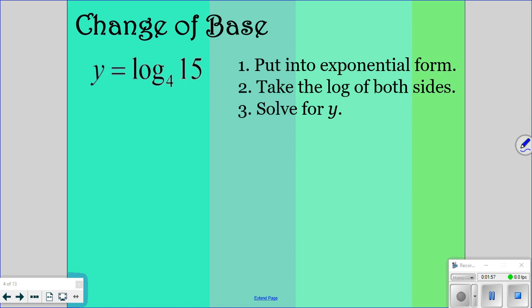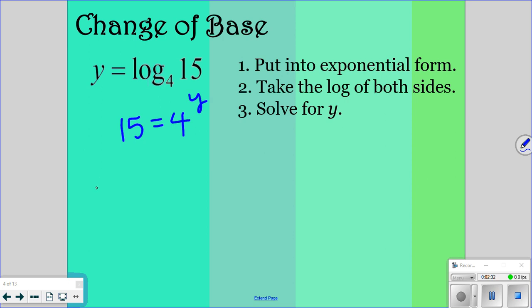All right, so we want to change this so that we can actually figure it out using a calculator. Right now, our calculator we only can use when it's a log base 10. So this one we can't plug into the calculator because it's a log base 4. But if we use change of base, that'll make it so that we can put it into the calculator. So the first thing you want to do is to put it in exponential form. So putting it in exponential form would make it 15 equals 4 to the y.